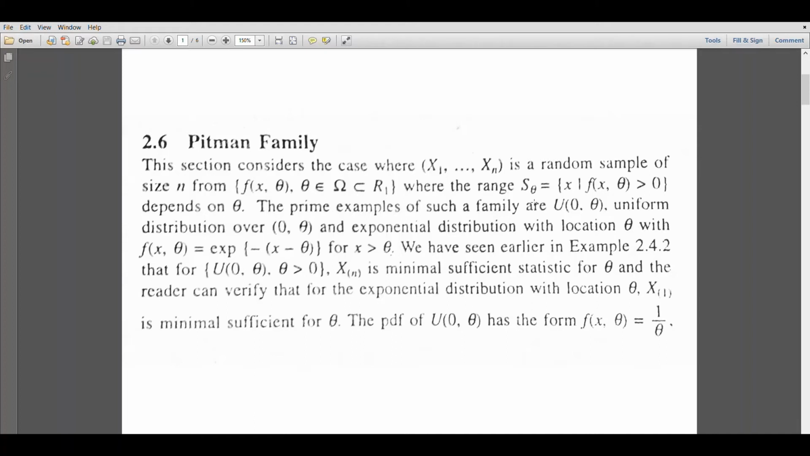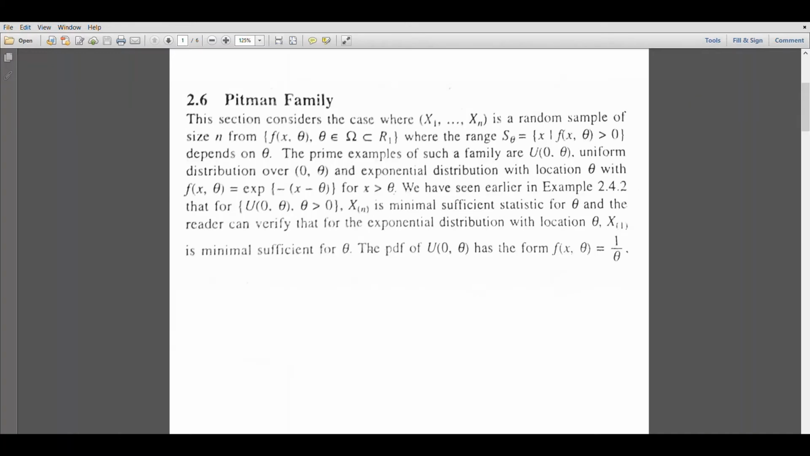So here we can see that the prime example of such a family is the uniform (0, theta), that is, the uniform distribution over (0, theta). Here the range of x lies between 0 and theta, and clearly it depends on the parameter theta: 0 less than x less than theta. Another example is the exponential distribution with location theta, where the PDF will be of the form exp of minus (x minus theta) for x greater than theta.